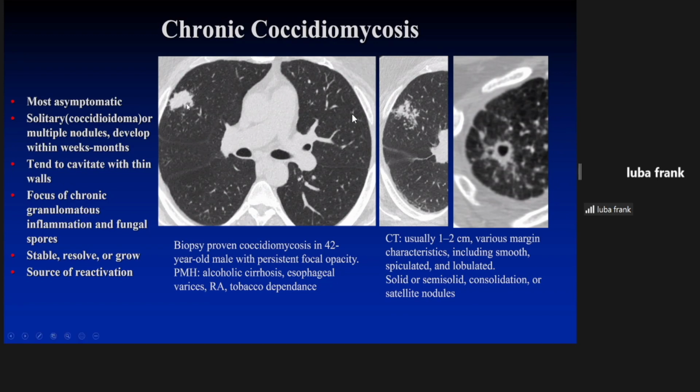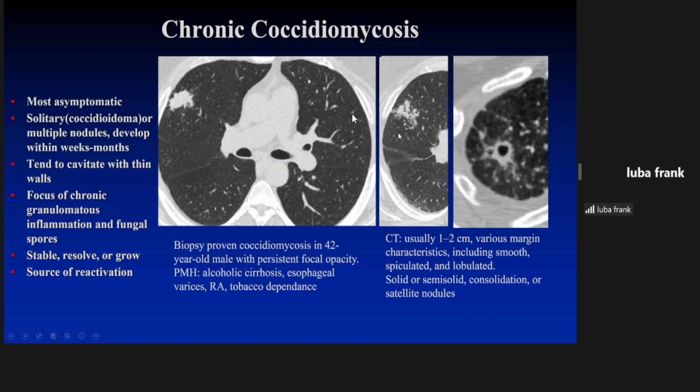As here in this particular example, there is a peripheral, ill-demarcated or even spiculated solid nodule without calcifications. And this was biopsy-proven coccidioidomycosis in a 42-year-old male. The past medical history of this patient needs to be mentioned as well. He had alcoholic cirrhosis, esophageal varices, rheumatoid arthritis, and tobacco dependence, and he was chronically immunosuppressed.